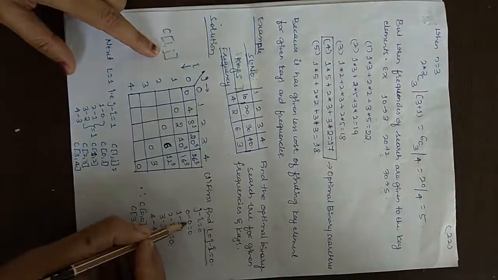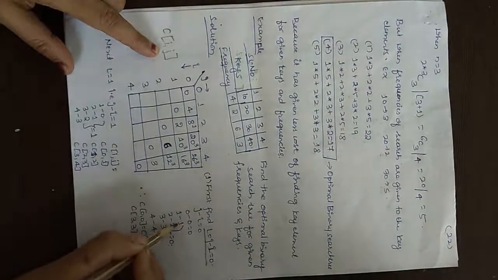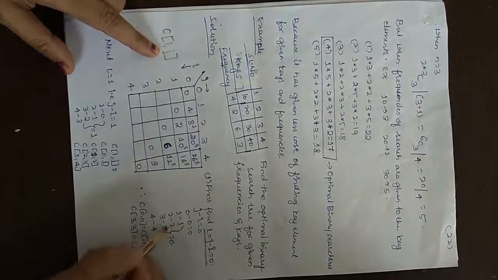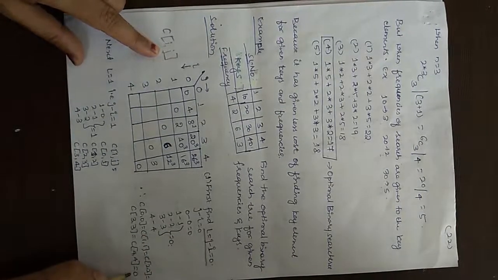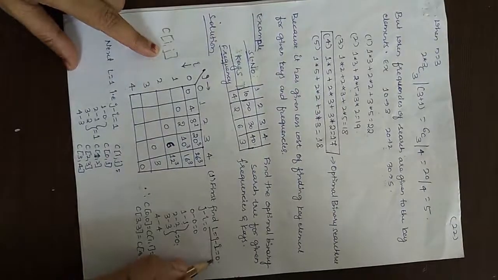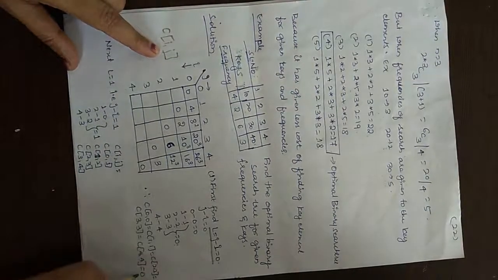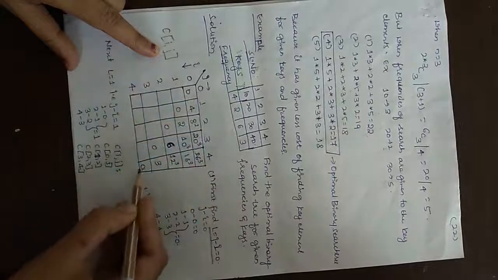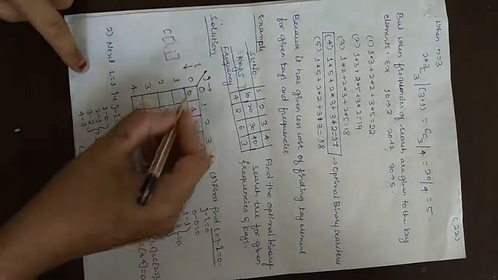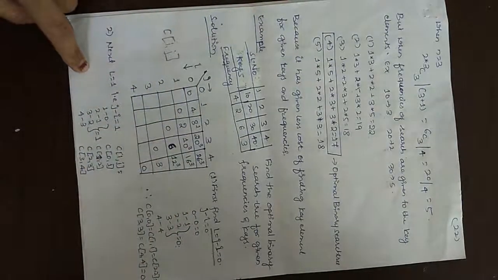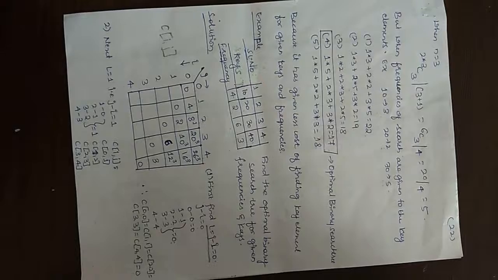So this will be C of 0, 0. This will be C of 1, 1, 2, 2, 3, 3, 4, 4. All these will be equal to 0, because I am not considering any key, so the cost of all these will be 0. So I am filling those here as 0, the diagonal elements. This completes the first step.